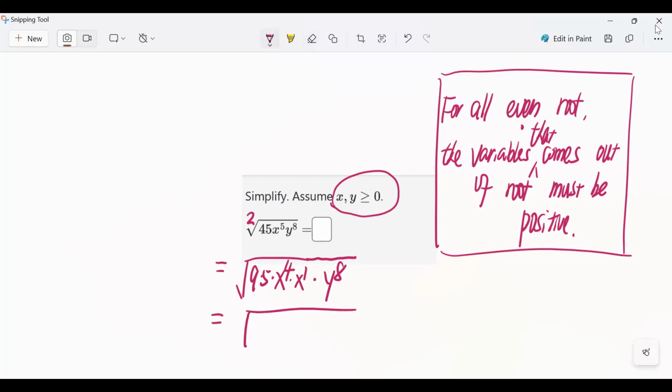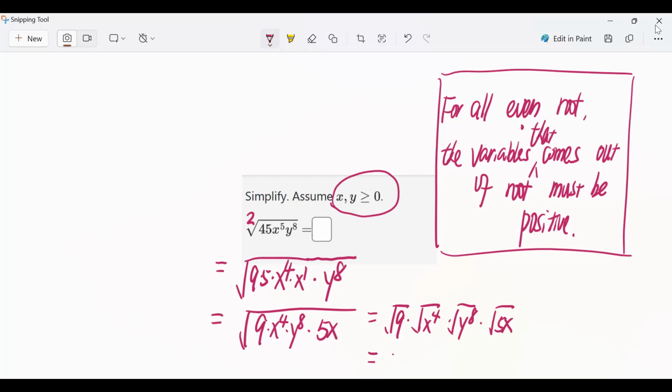Now the next thing is just to separate them. All the perfect terms together, and put the other one together, 5x. So it's 4 different square roots: square root of 9, square root of x to the fourth, square root of y to the eighth, and then square root of 5x. And here we simplify. So 9 would be 3. Here is x squared, y to the fourth, and then square root of 5x.